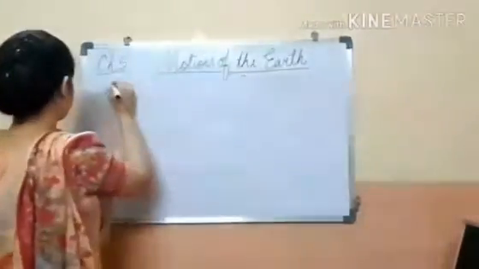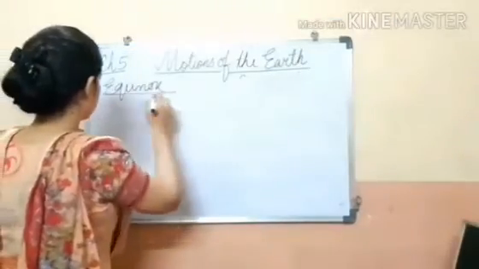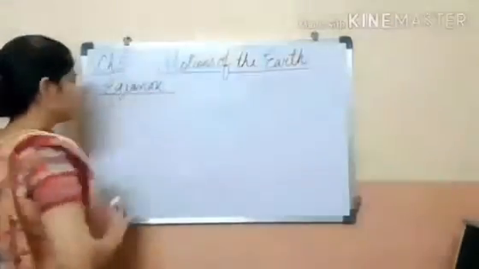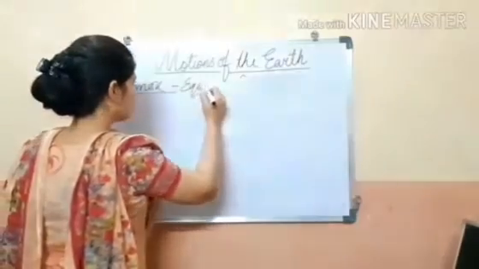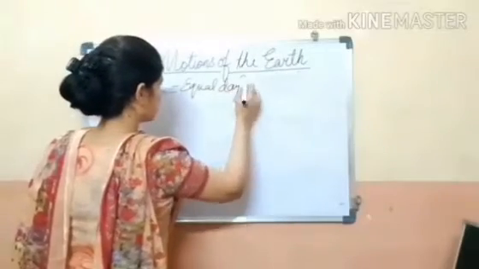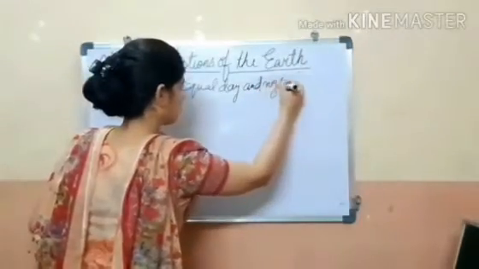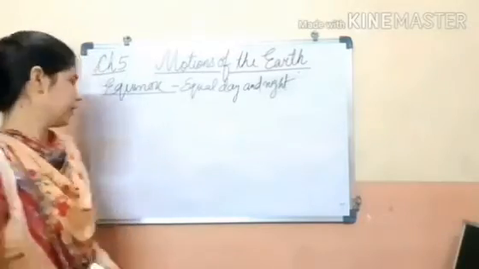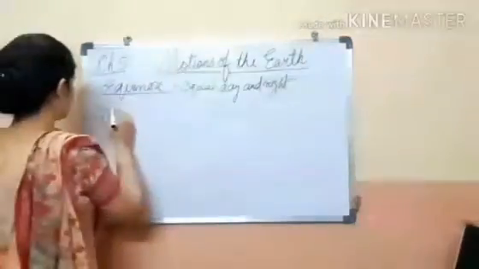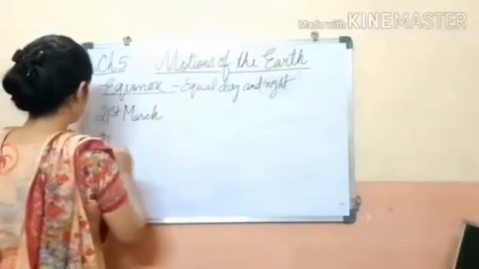Now next is equinox. What is equinox? Equinox means equal day and night. Day and night are equal. Now this also occurs twice in a year, that is on 21st March and 23rd September.